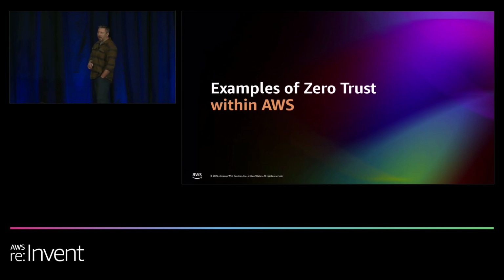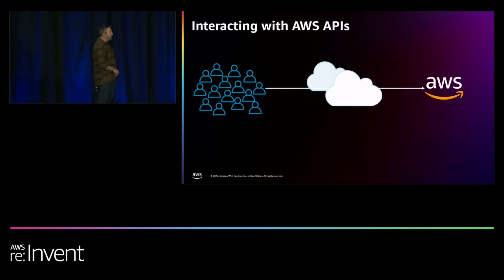Okay, so now let's flip into Act 2, right? What are some examples of Zero Trust within AWS? Again, the part of Zero Trust that you just get as you consume the platform. So the first example is literally interacting with AWS APIs, something that you all as customers do each and every day. Probably a good portion of you over the world's most untrustworthy network, the internet, right? And how do we do that safely and securely?